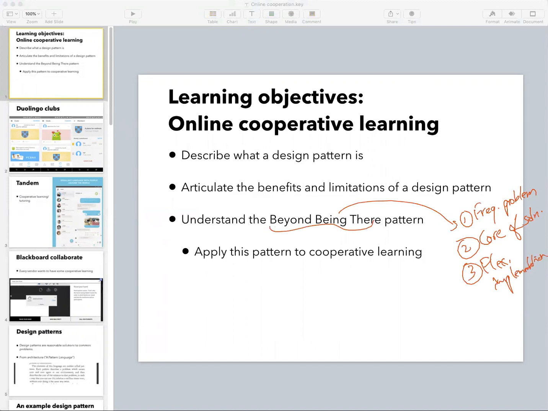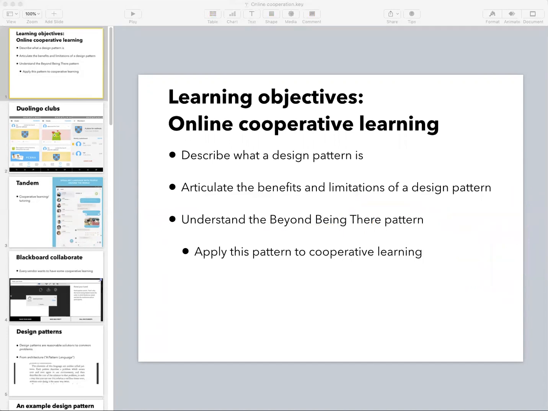So the beyond being there pattern talks about a flexible way to implement online mechanisms for communication. It isn't particular for learning, but a lot of online learning, online cooperative learning, involves people communicating with each other. The beyond being there pattern is a pattern for designing online communication. This pattern was first articulated in, I think, 1992.